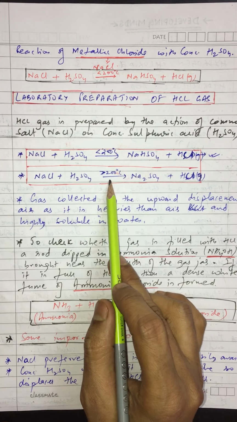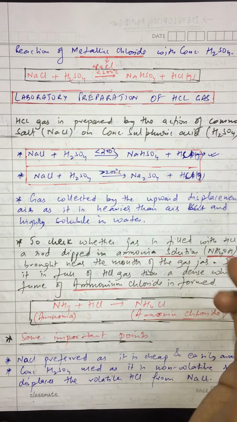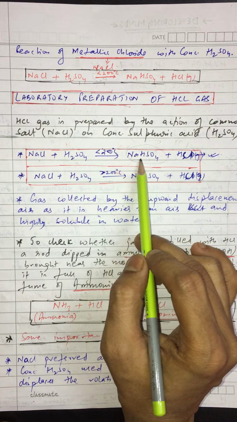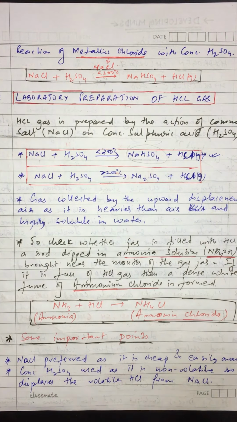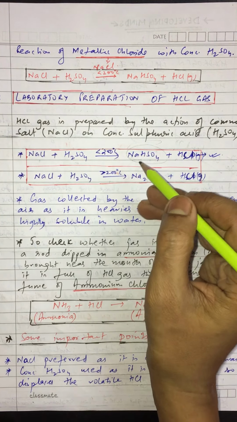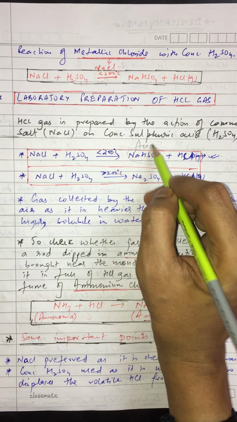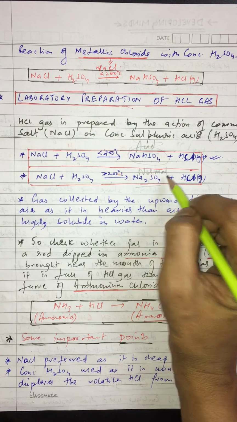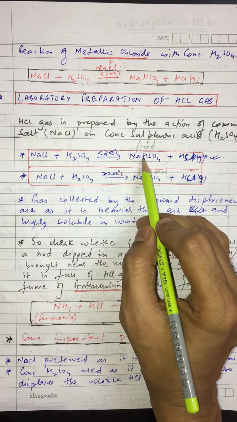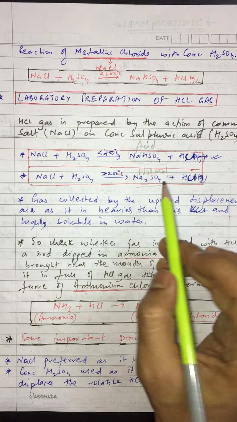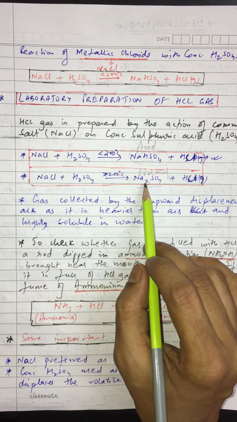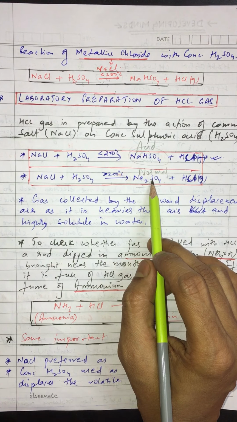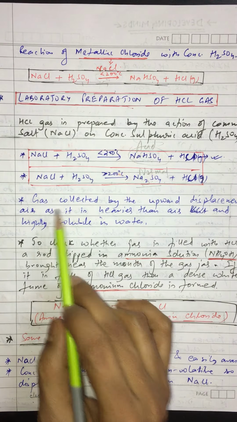Now if the temperature is more than 200, it will produce Na2SO4. This NaHSO4 is an acid salt, and this Na2SO4 is a normal salt. Acid salt means some part of the acid, that is hydrogen, is left behind in the salt, and in Na2SO4 hydrogen is completely displaced, so it is a normal salt. How is the gas collected? It is collected by the upward displacement of air, because HCl is heavier than air.